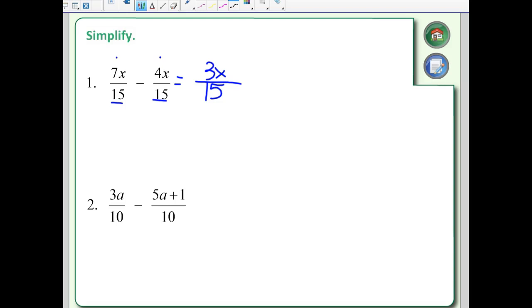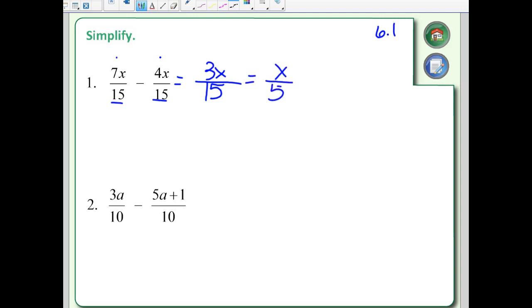Now, you've got to check it out. Can I simplify that fraction? Now, we're kind of back in section 6.1 where we learned how to simplify fractions, and this one's pretty easy. It's just a number thing. We know that 3x/15 can be reduced to x over 5.